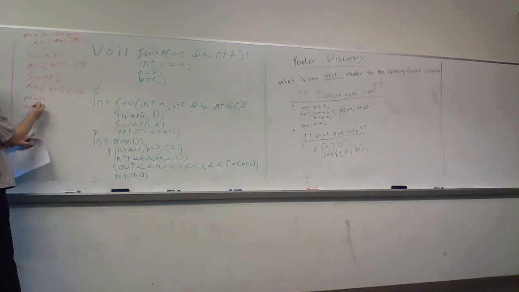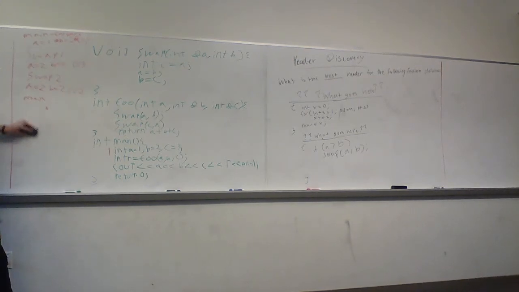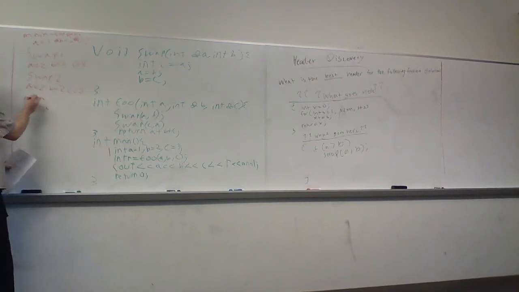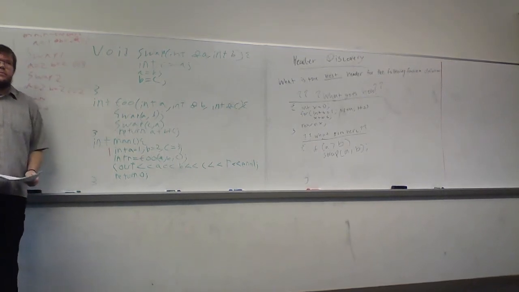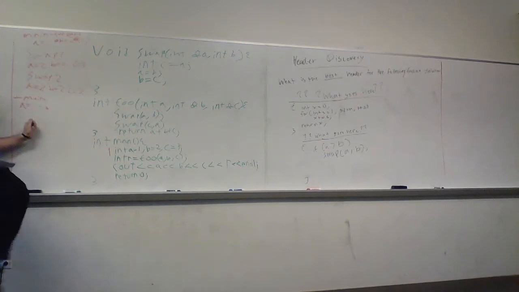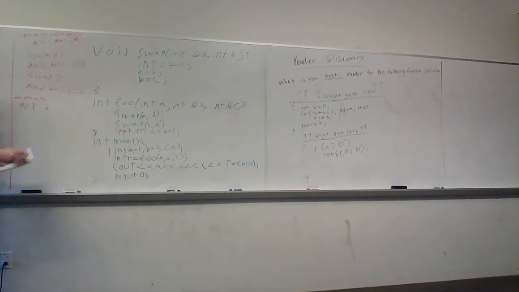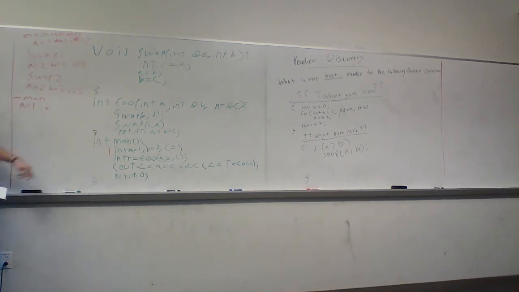So it's a equals 2. Or no, it's not. Now we're back in main. So what is a equal to? 1. Yeah, 1. Why is it equal to 1? Yeah, because it wasn't passed by reference. So a's value isn't going to change, because it was just the value of what it was, which was 1 at that time, that was passed.